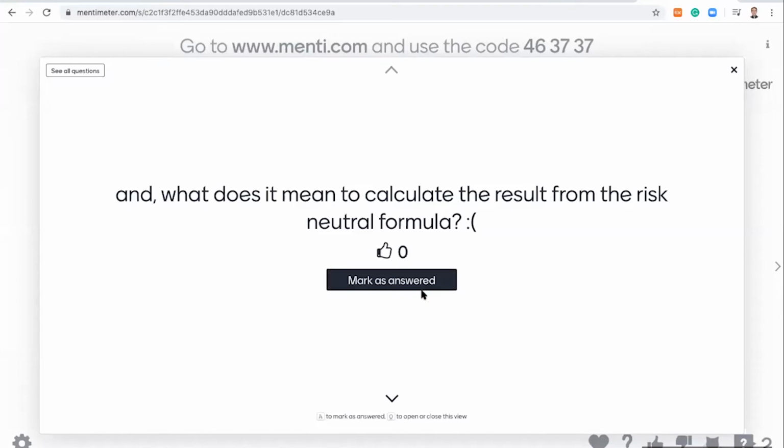So what does it mean to calculate the result from the risk neutral formula? Okay, first think about that in this way. I don't want to calculate the risk neutral valuation price. What I want is the price which is arbitrage free. So the only assumption that I made here is that there is no such arbitrage. So if we assume that there is no arbitrage, the price of that product, of that call option, must be this value.